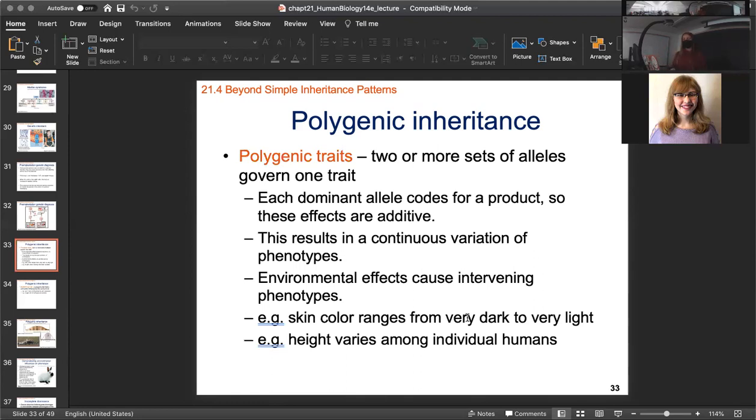Now passed on through genetics. Somebody with a darker skin color does not necessarily have to be from somewhere near the equator, right? It's just a lot of very interesting things to think about.